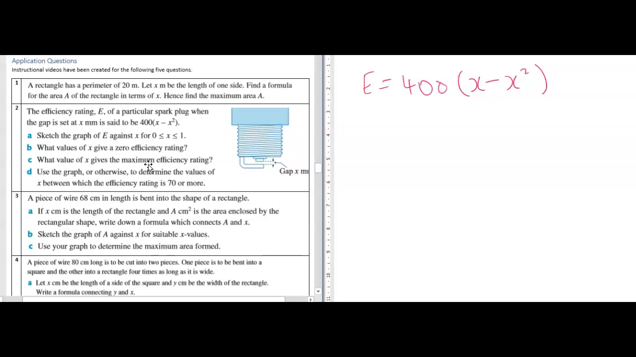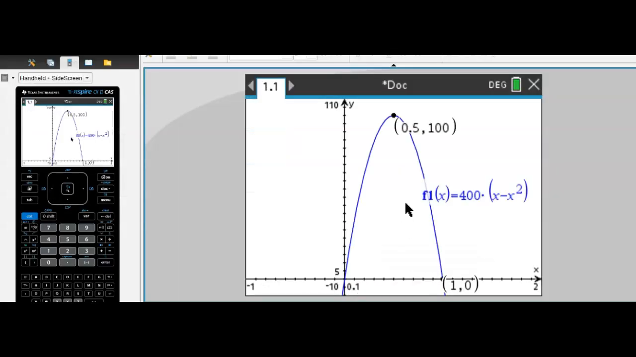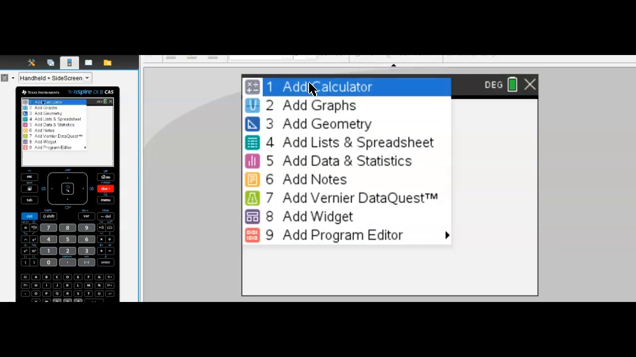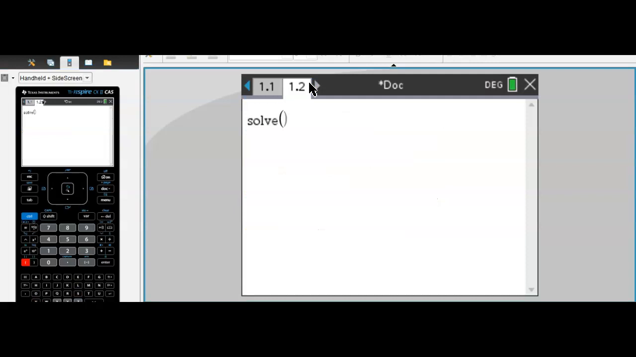What values of x give a 0 efficiency rating? So that means when E is equal to 0. So on your calculator, let's go back. Okay, I already can see that is at 0 and 1. But if you wanted to do it another way, let's just add our page. You can use solve. So you don't always have to look at the graph. You just type in your equation and let that equal 0, because your equation is E equals, and you want to know when your efficiency equals 0. So there you can see x equals 0 or x equals 1.